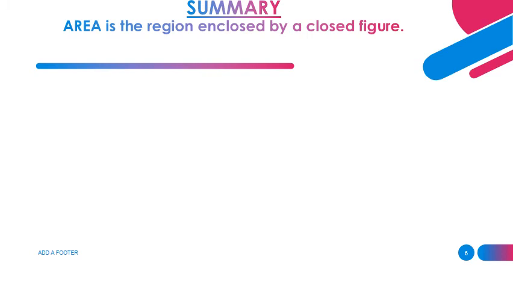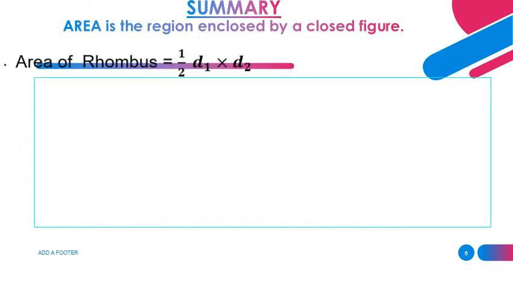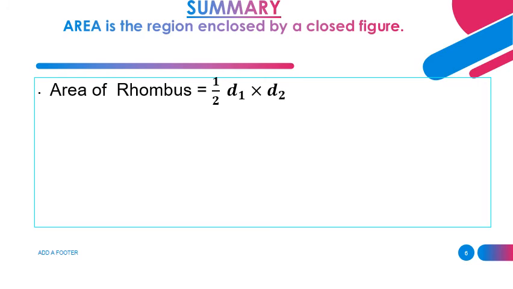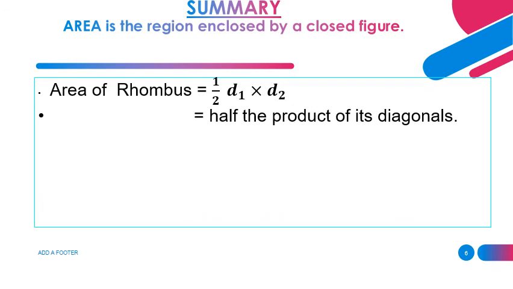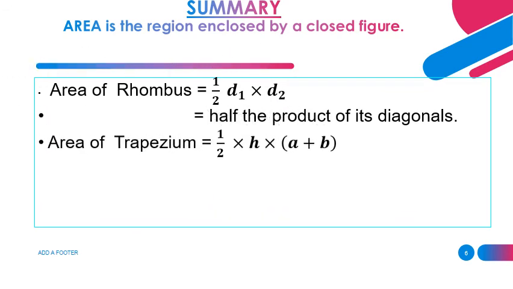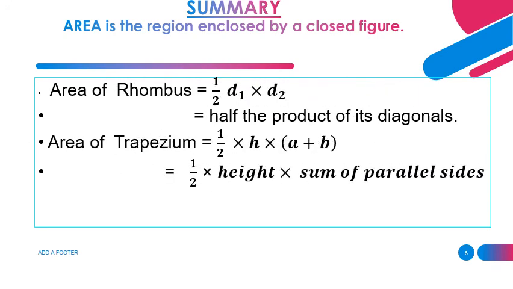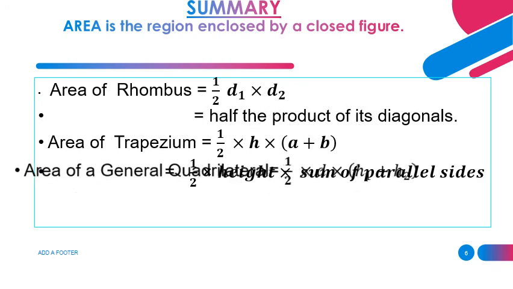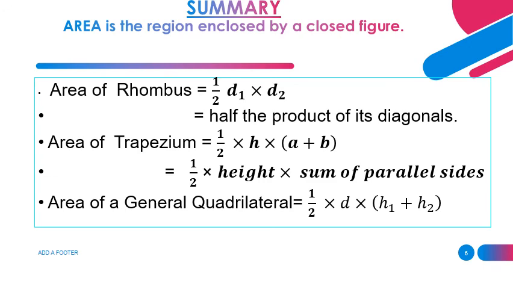So children, today we have learnt what is area. That is, area is the region enclosed by a closed figure. Also, we have dealt with three different cases. The first was the area of a rhombus, which is equal to half into d1 into d2, that means half the product of its diagonals. The second case was the area of a trapezium, which is equal to half into h into (a plus b), the same as half into height into the sum of the parallel sides. And the third case, the area of a general quadrilateral, is equal to half into d into (h1 plus h2).